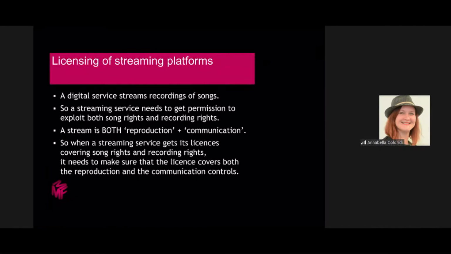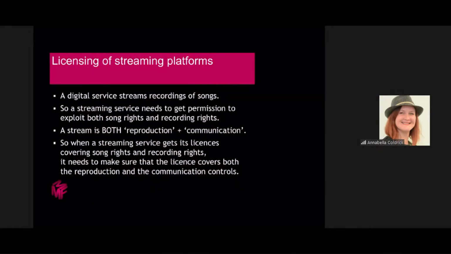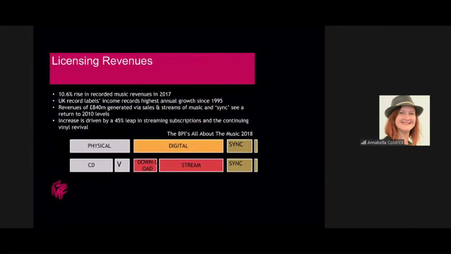And this is the thing with the stream, something that was decided, which sounds really technical. I can imagine a lot of people switch off when you talk about what is a stream. Well, a stream, according to copyright law, is determined to be a reproduction and a communication. So it's not purely a one-off communication, it's creating a copy, a reproduction as it streams. And this is why it gets murky in live streaming as well, potentially. So when a streaming service is getting its licenses, it needs to get its licenses for song rights and recording rights and make sure that license has reproduction and communication controls.